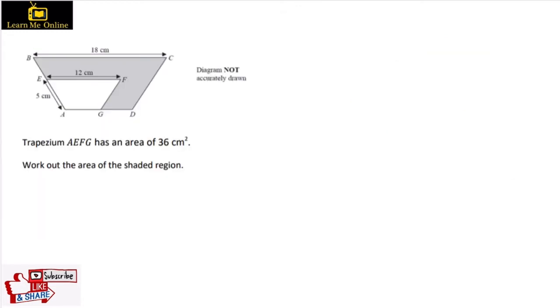Now here we have a shape given, and this says that it is a trapezium. The information given is that AEFG has an area of 36. So if I draw it, AEFG is 36. We know the area of the smaller trapezium, and this says to work out the area of the shaded region. So it's very clear that to find the area of the shaded region, it would be the area of the big trapezium minus the area of the smaller trapezium.